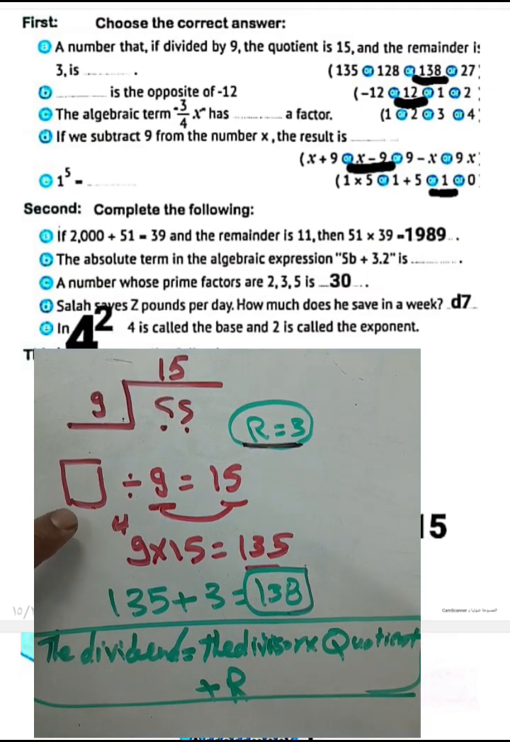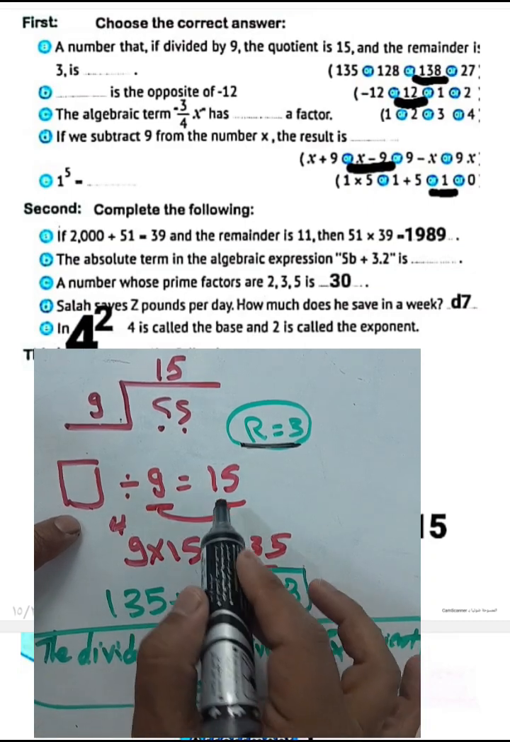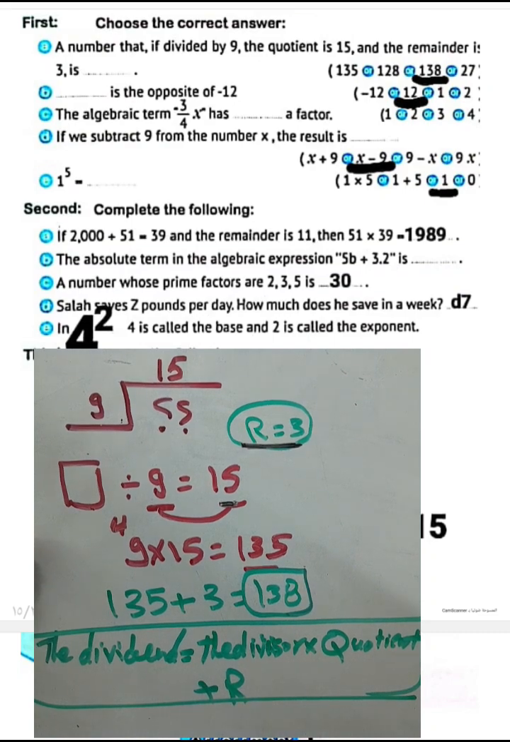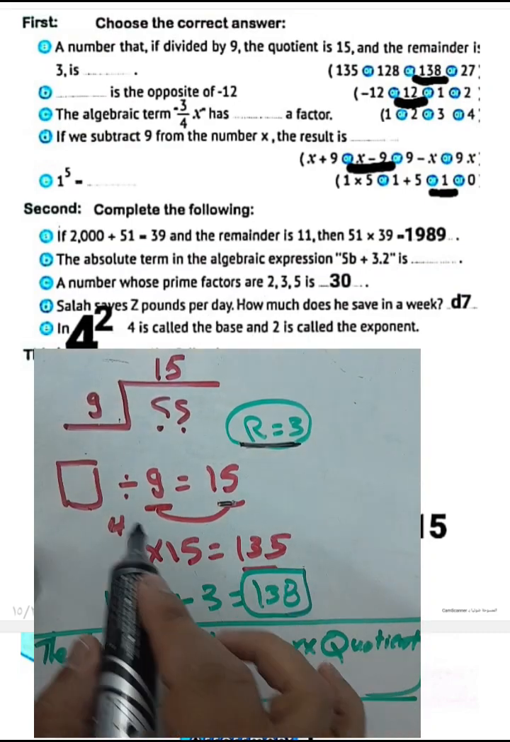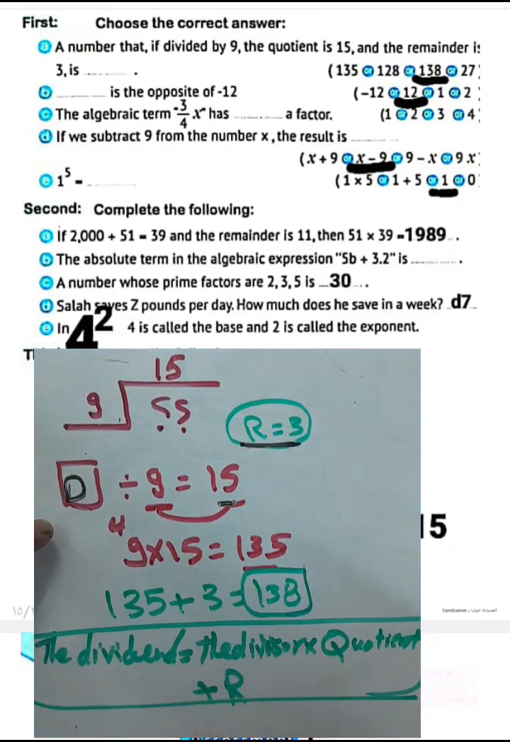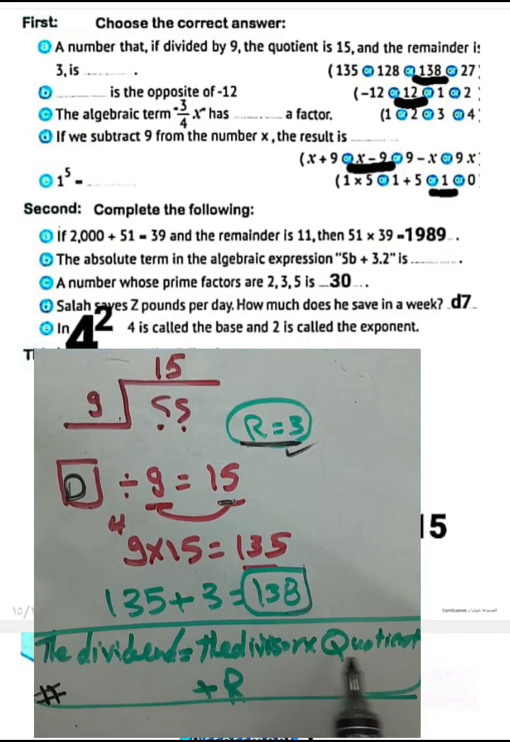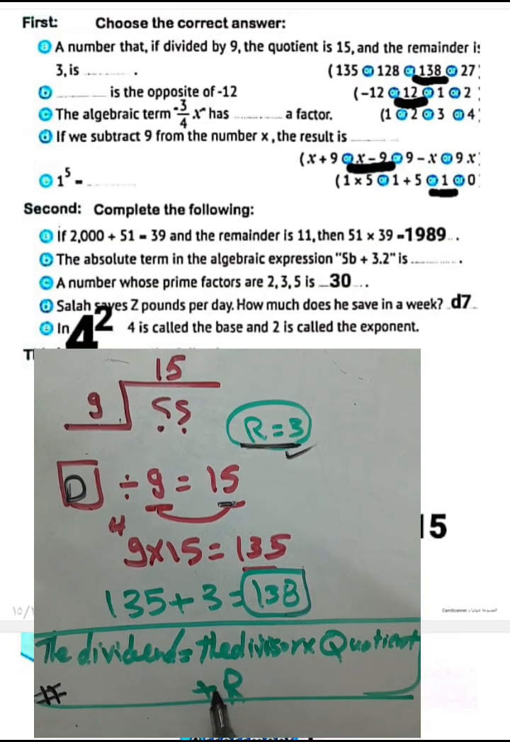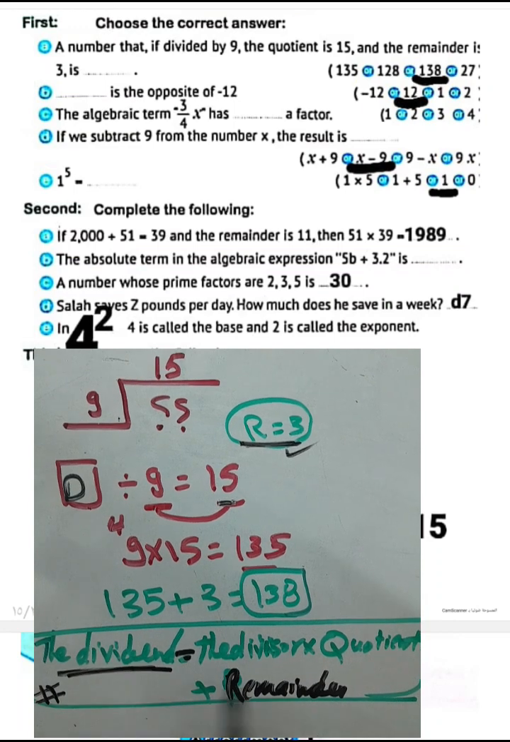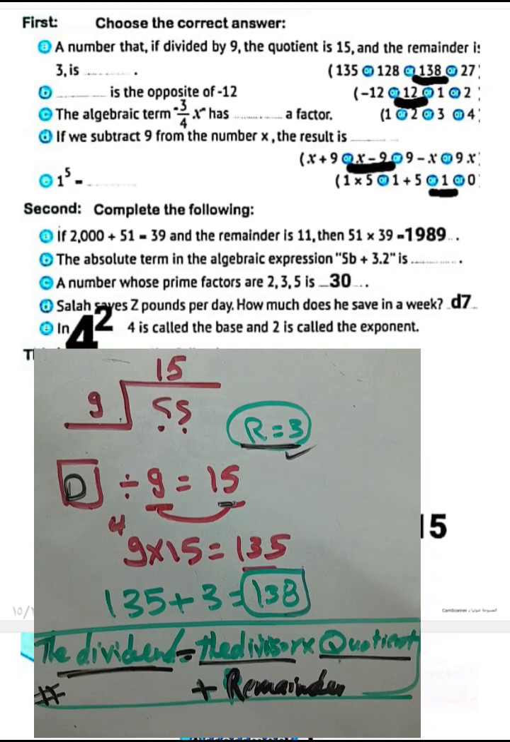Okay, what is the number if we divided it by 9? A number that if divided by 9, the quotient is 15 and the remainder is 3. The remainder is 3, so you can find the dividend by multiplication of divisor and the quotient, and the result you must add to the remainder. You must know this rule. The dividend equals the divisor multiplication by the quotient plus remainder, so the result will be 138.